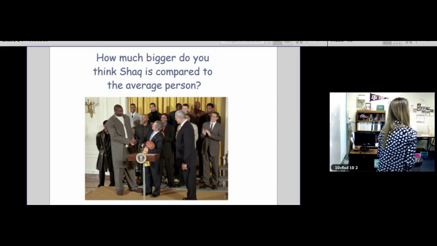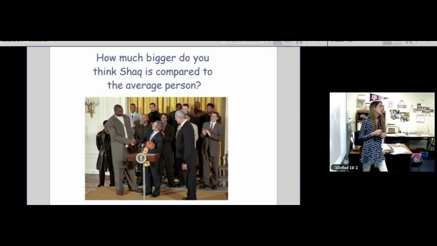That's down on your paper. How much bigger do you think he is? Is he 0.5 times as big? Is he 1 times as big? Is he 1.5? Is he 2? Is he 2.5? So that would mean, let me give an example. If your guess is 3, okay?